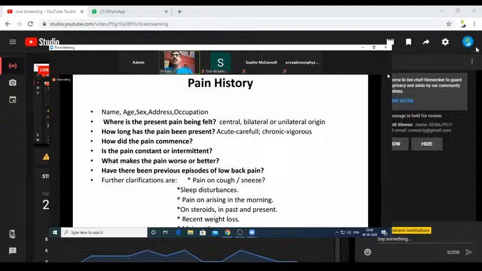If you do something, the pain will be aggravated. If you do something else, the pain will be relieved or will be nil. That is the kind of history to collect from the patient. Have there been any previous episodes of low back pain? Previously the patient may have had low back pain, taken treatment and got relief, and then the pain recurred. So that also has to be checked.